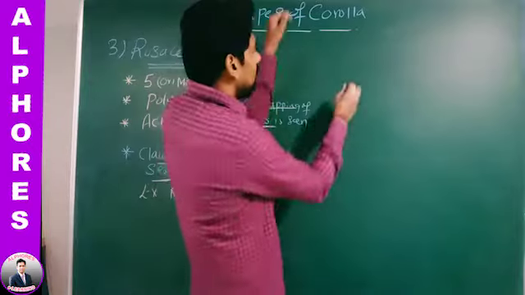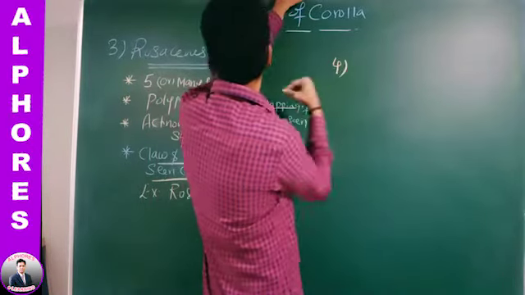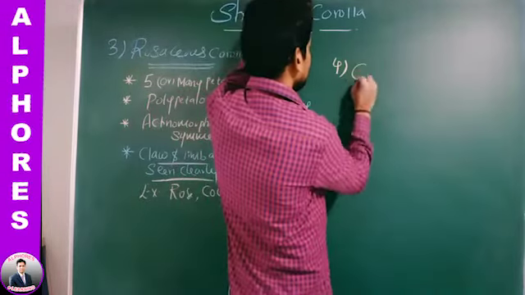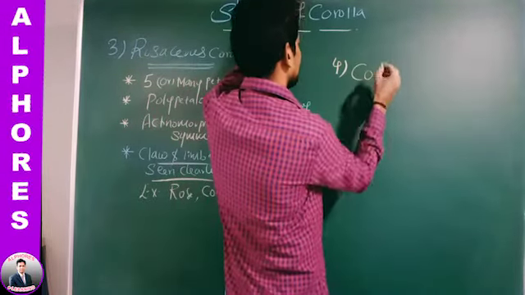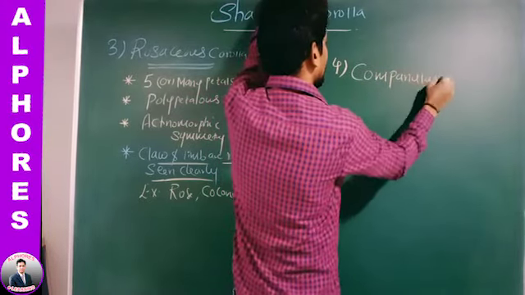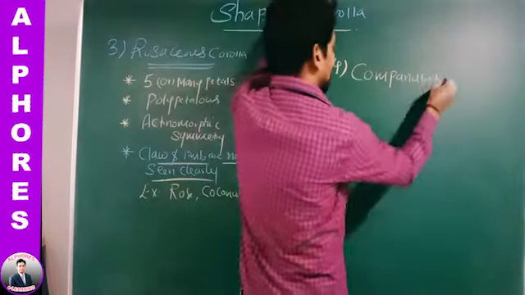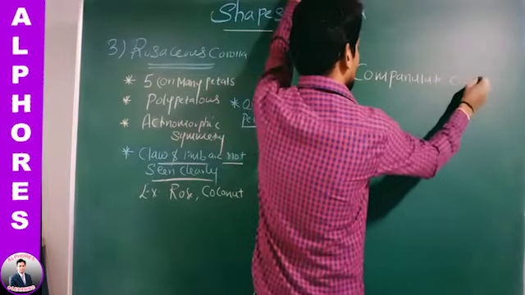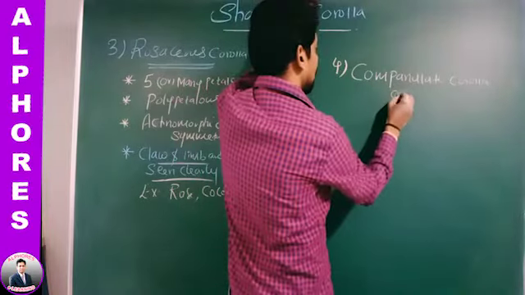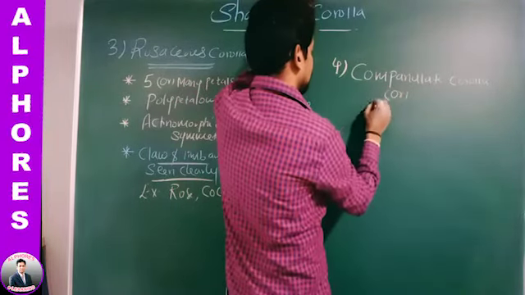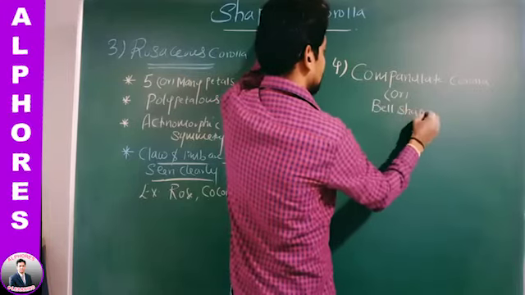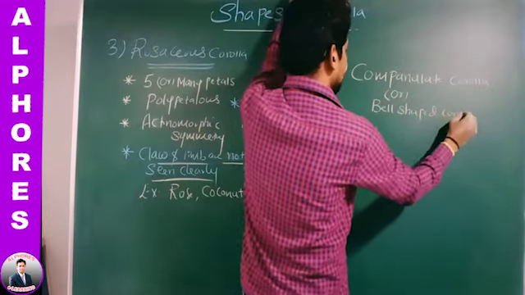Now go for the next one, number four. Go for the fourth one. Campanulate corolla. What is it? Campanulate corolla, also called bell-shaped corolla.